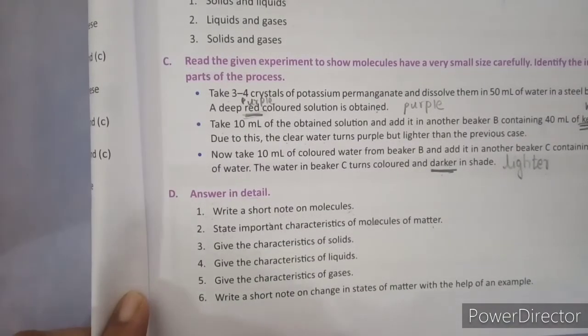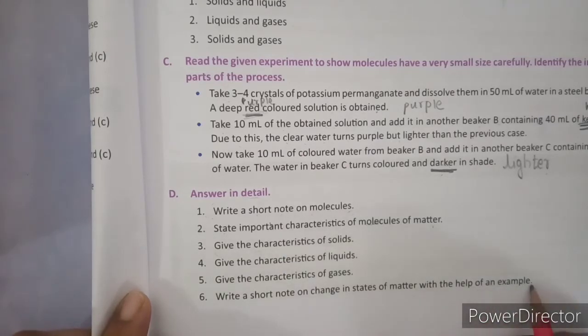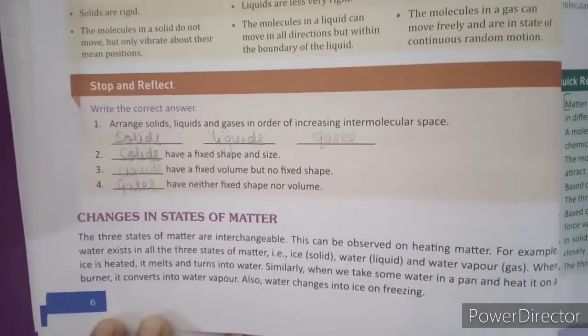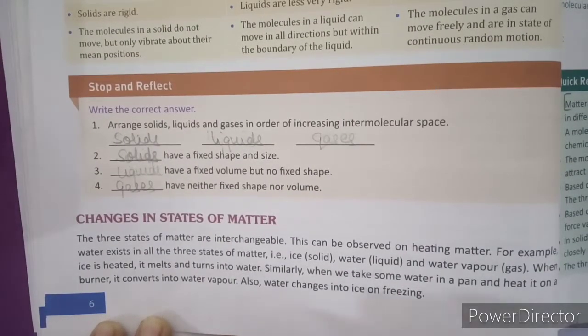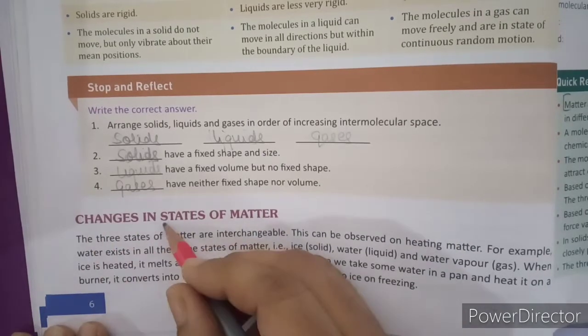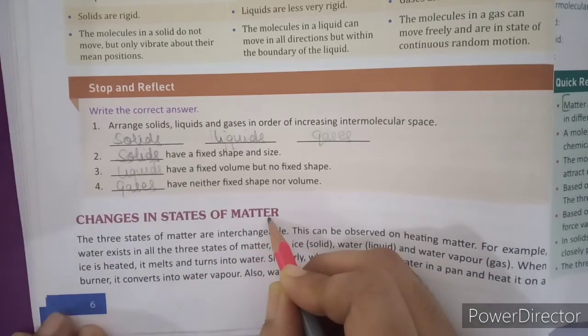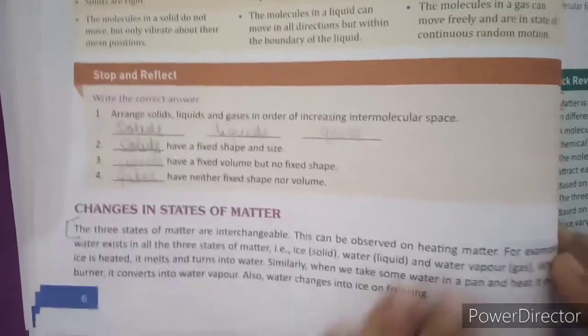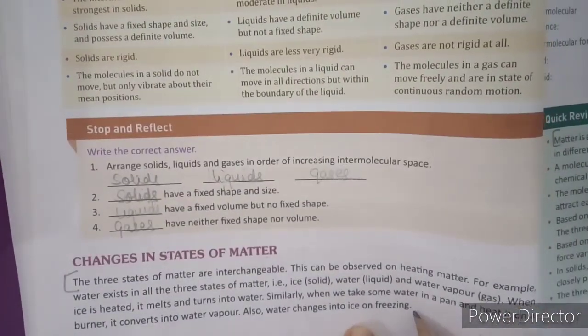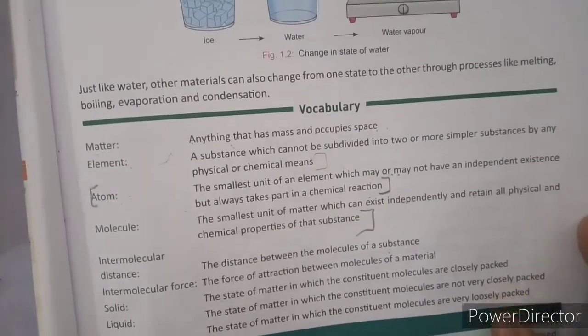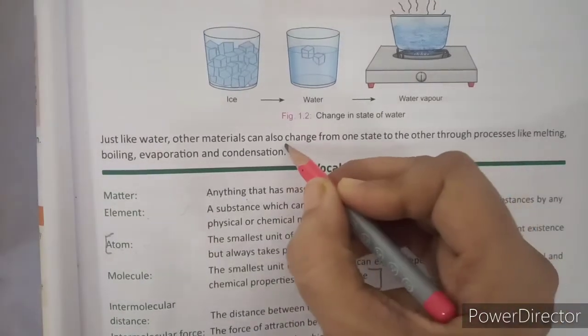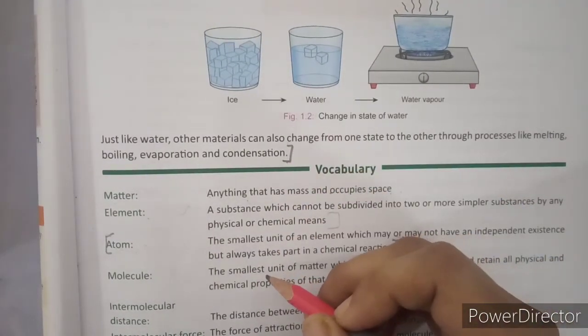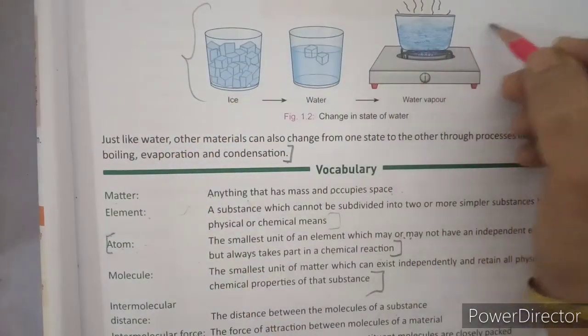Now your last question is write a short note on change in states of matter with the help of an example. For the answer 6, come to page number 6. You have changes in state of matter, the topic. So from this part up to this you have to write. Then you have to go to the next page, and up to the last line, that is condensation, you are going to write. You have to show the diagram as well.